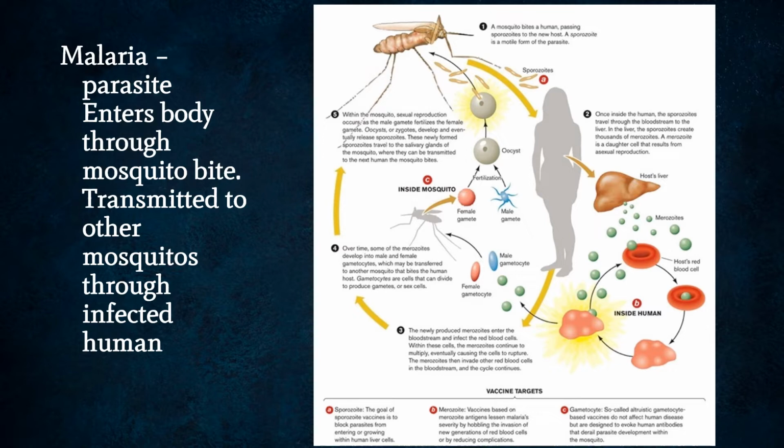Over time, some of the merozoites develop into male and female gametocytes, which may be transferred to other mosquitoes that bite the human, and those can go and produce gametes or sex cells, and within the mosquito, sexual reproduction occurs, and then the whole process starts over again. The newly formed sporozoites travel to the salivary glands of the mosquito where they can be transmitted to the next human. So this is kind of the life cycle of the parasite that causes malaria.